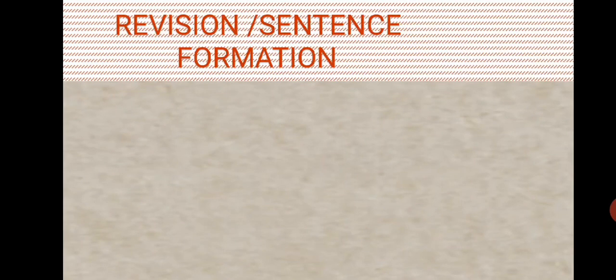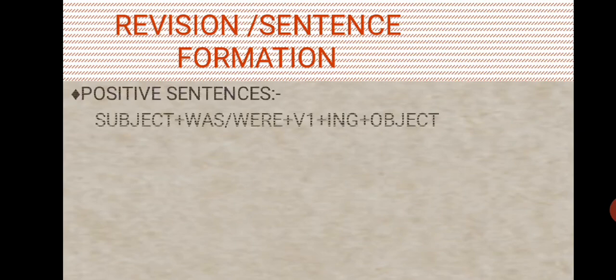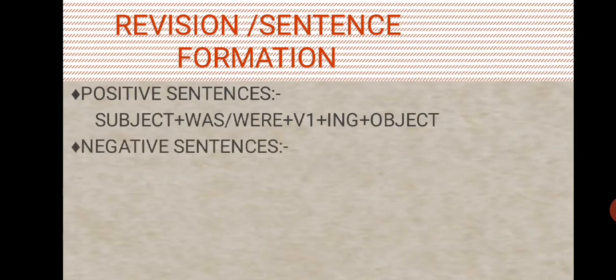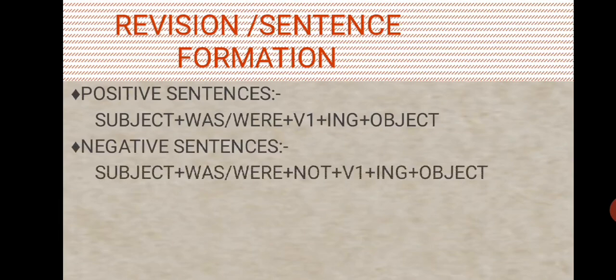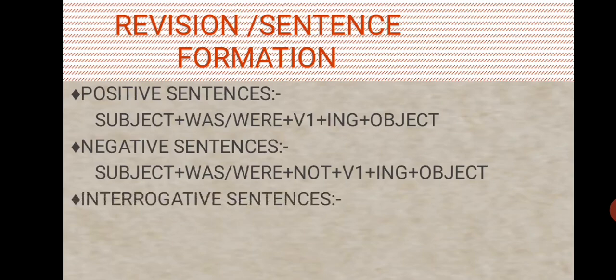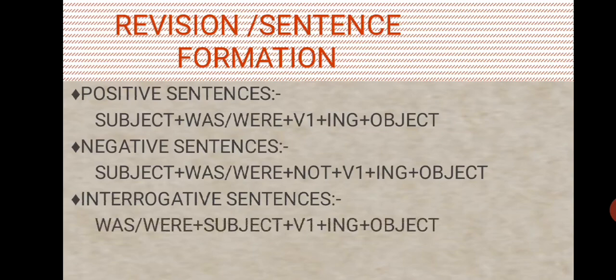In positive sentences, we use subject plus was/were plus first form of the verb with ing and object. In negative sentences, we use subject plus was/were plus not plus first form of the verb with ing and object. And in interrogative sentences, we use was/were plus subject plus first form of the verb with ing and object. Now I think the past continuous tense is clear to you.